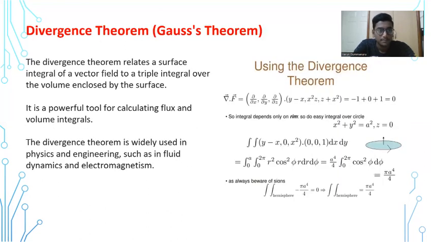Next, divergence theorem, which is also known as Gauss's theorem. The divergence theorem relates a surface integral of a vector field to a triple integral over the volume enclosed by the surface. It is a powerful tool for calculating flux and volume integrals. The divergence theorem is widely used in physics and engineering, such as in fluid dynamics and electromagnetism.